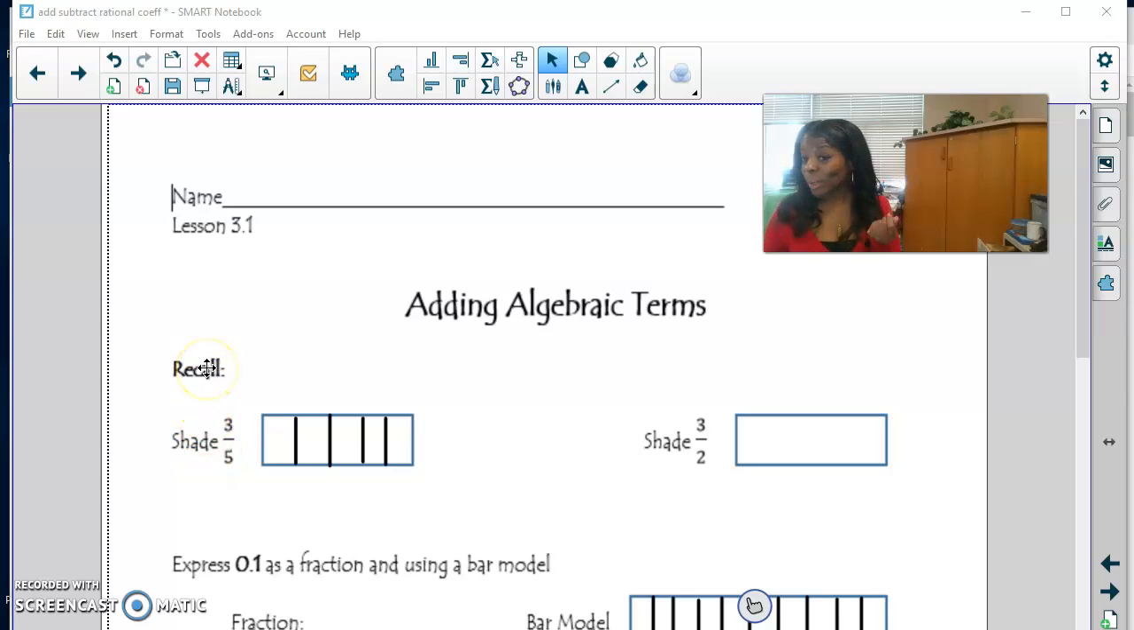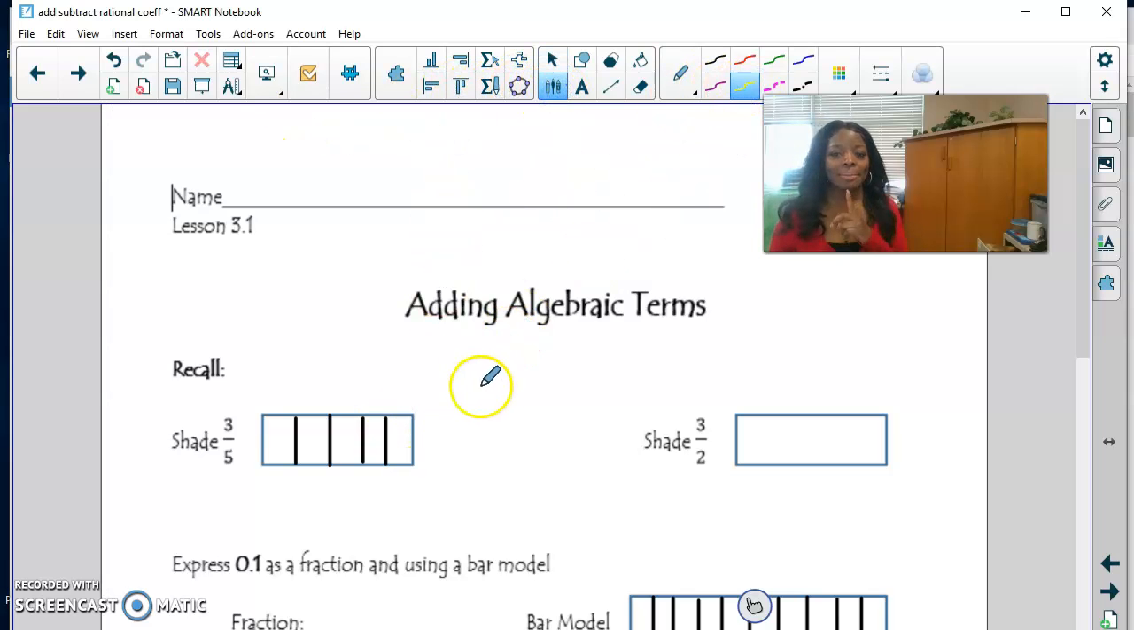Now we're going to recall fractions actually from 5th grade, okay? And I know you're paying attention in 5th grade. Okay, recall, shade 3/5. How many lines do we draw for 3/5? 4. Very good. Excellent. 1, 2, 3, 4. Do that on your paper. Very good. Nice job. All right. So shade 3/5.